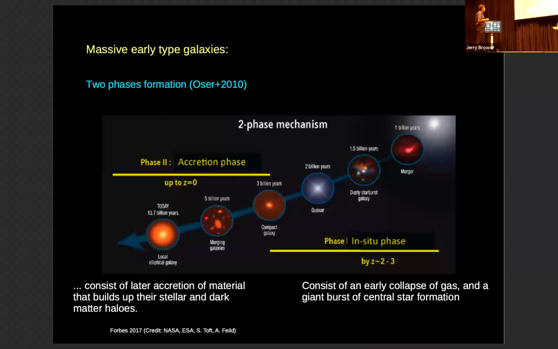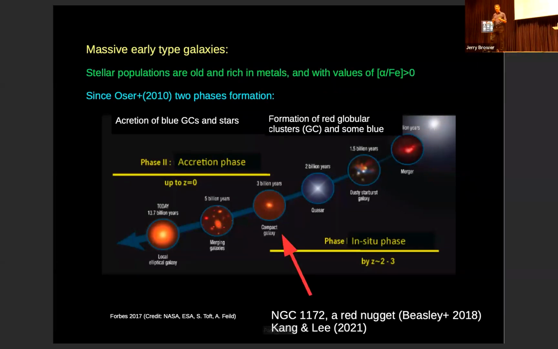Since the work of Oser, we think that massive early type galaxies form in a process of two phases. The first phase is an in situ phase, which consists of an early collapse of gas and a giant burst of stellar formation. After that, we have another phase, the accretion phase, which consists of the later accretion of material that builds up the stellar and dark matter halo. We think that the globular cluster systems of these galaxies form in the same way.